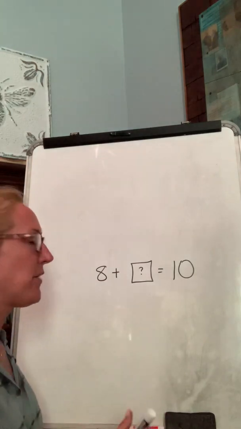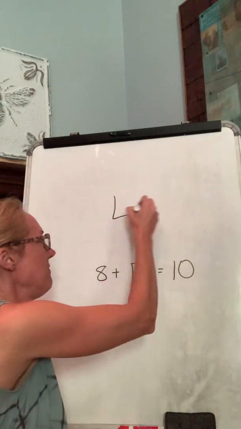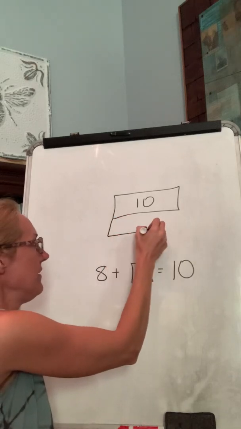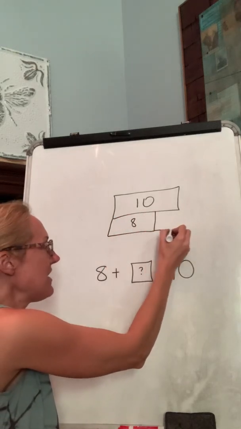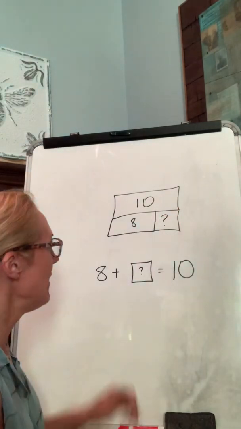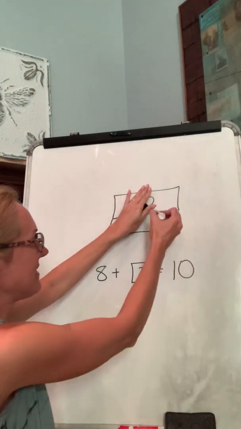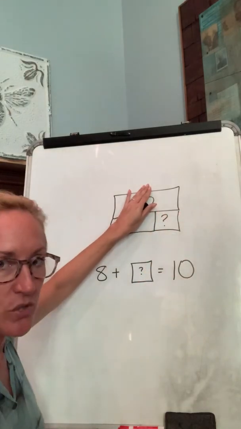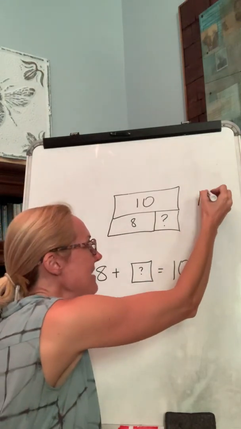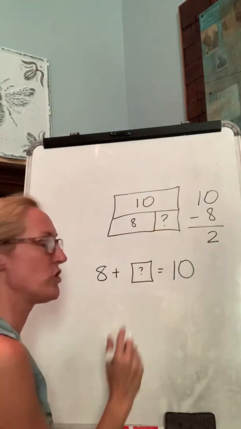So let's think about it with our model drawing like we've done. We know the whole thing, what we're going to end up with is 10. And we know one of the parts that we're putting together is 8. Then there's this other little part that gets us to 10 that we're trying to figure out. If we know the whole thing and we know a part, we're going to take that part away and see what's left. So that means we're going to subtract. Yes. So we're going to say 10 minus 8 equals 2. So that little missing part is 2.